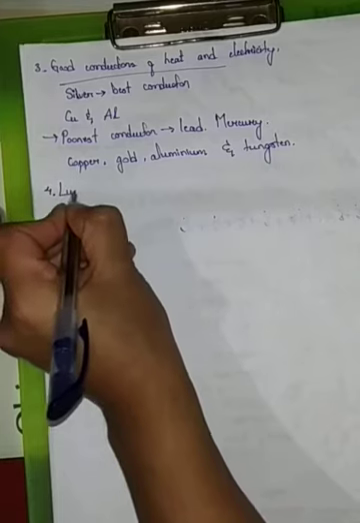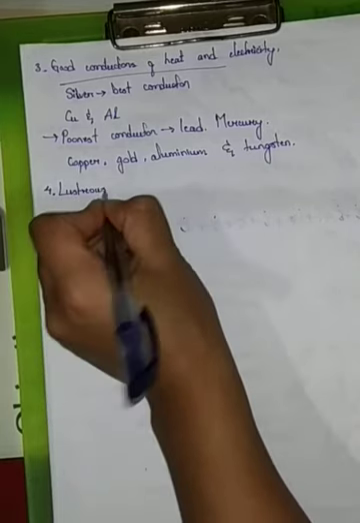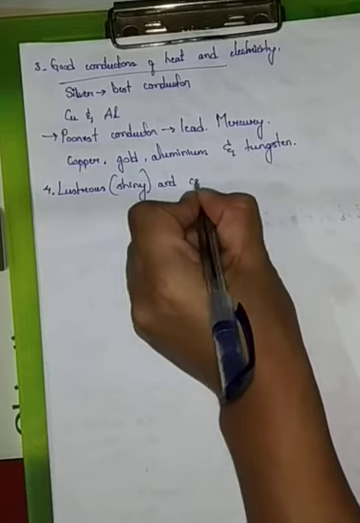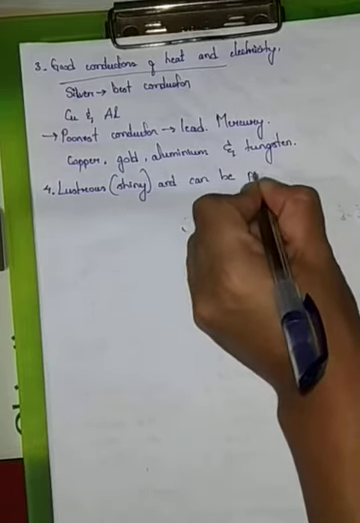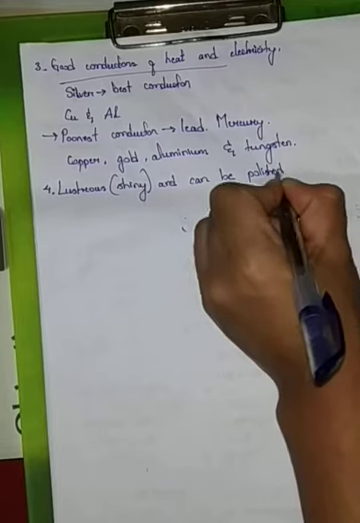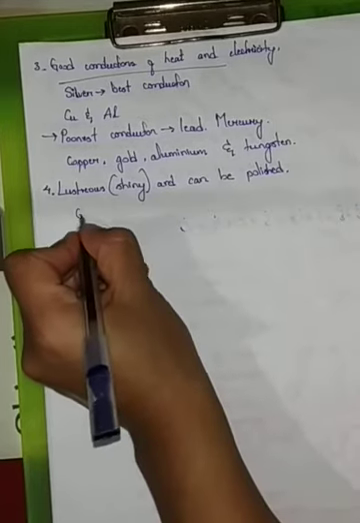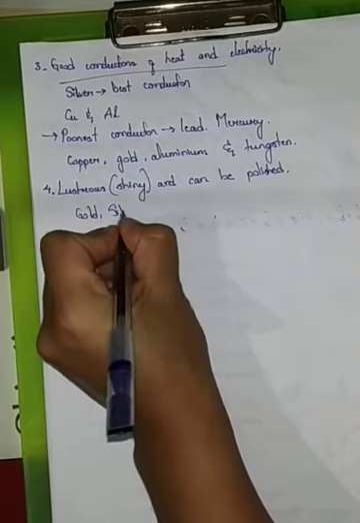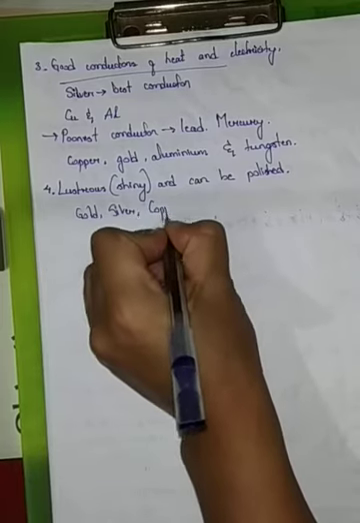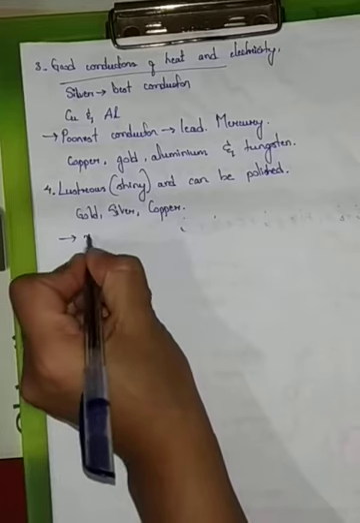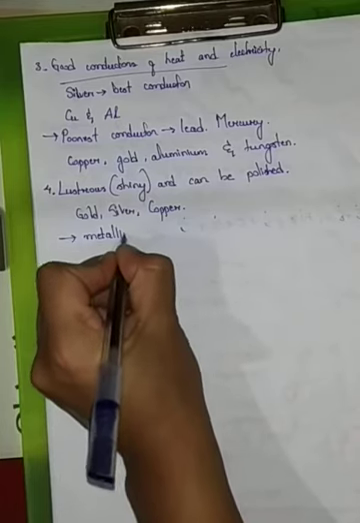Metals are lustrous, L-U-S-T-R-O-U-S, lustrous or shiny, and can be polished. Now here, for example, we have gold, silver, and copper. They are all very shiny metals, and they can be easily polished. The property of a metal of having a shiny surface is called metallic luster.